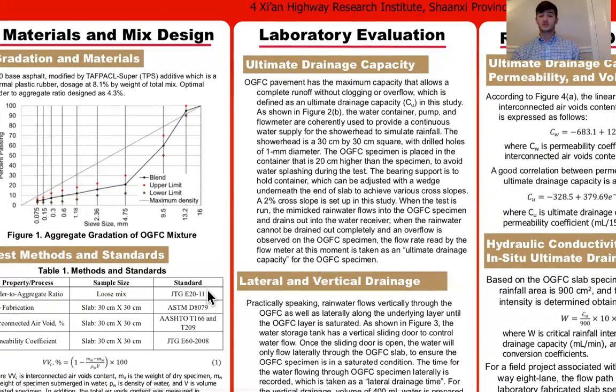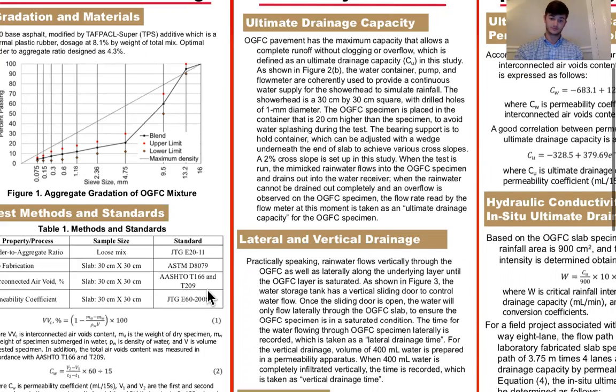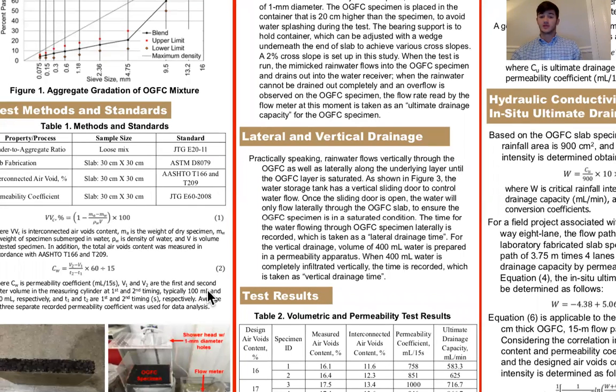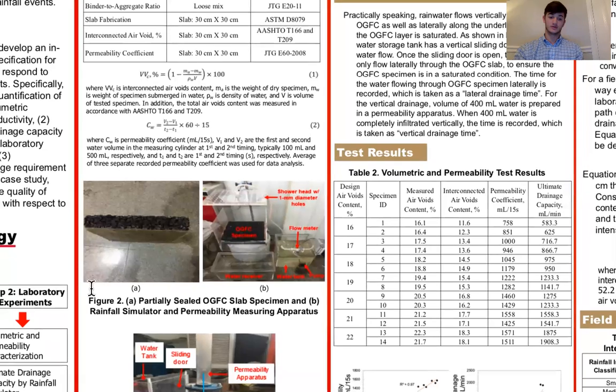The ultimate drainage capacity is the maximum capacity that allows a complete runoff without clogging or overflow, which is defined as the ultimate drainage capacity, or C sub U, in this study. From a practical standpoint, rainwater flows vertically through the OGFC as well as laterally along the underlying layer until the OGFC layer is saturated. Figure 2A shows the OGFC specimens that were fabricated for this study.